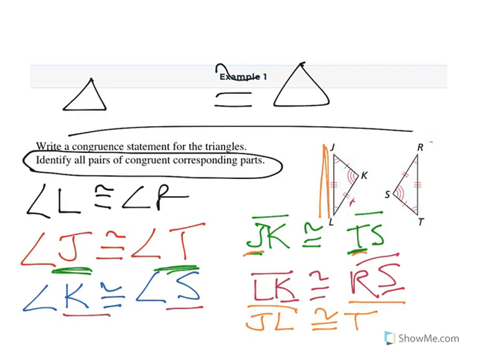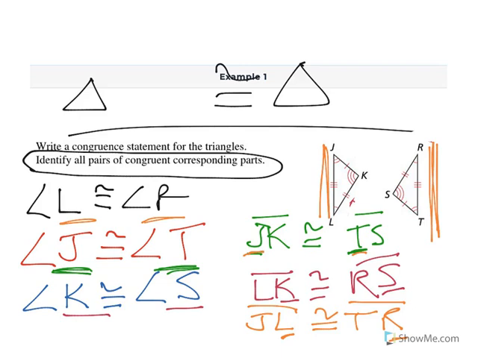And JL has 3 and RT over here has 3, but we want it to be TR because we want the L and the R to be in the same spot. Okay? I know you are rolling your eyes and thinking this doesn't matter, but it really, really does.